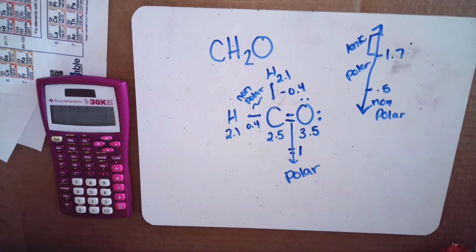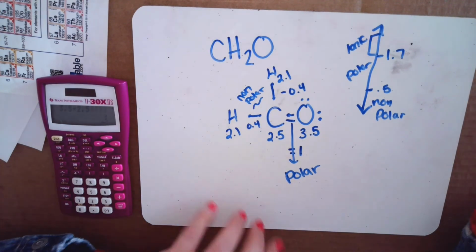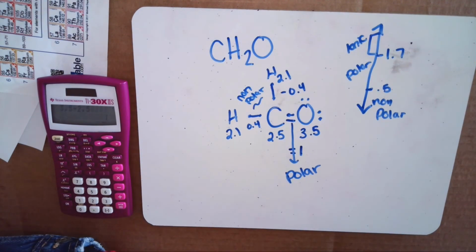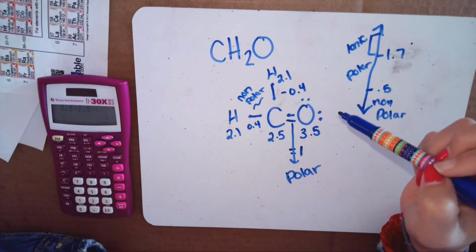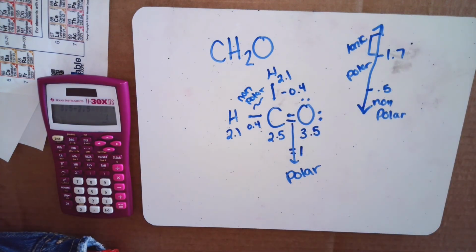So if a question asks you, because we don't really care about each individual bond, we care about molecules, what do you think you're going to call this molecule? Polar or non-polar? And I'm going to give you a hint. Since the two bonds that are non-polar have hydrogen on them, and the one that is polar has oxygen on it, which one, hydrogen or oxygen, has a higher electronegativity? Oxygen. Electronegativity dictates everything with bonding.